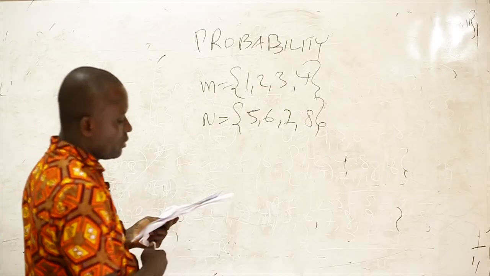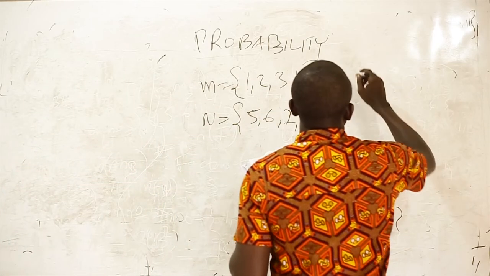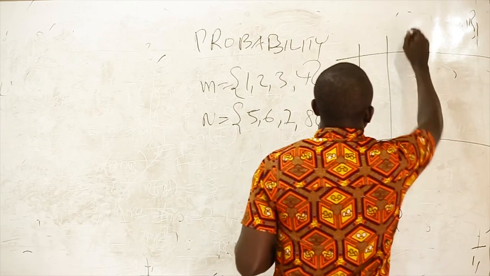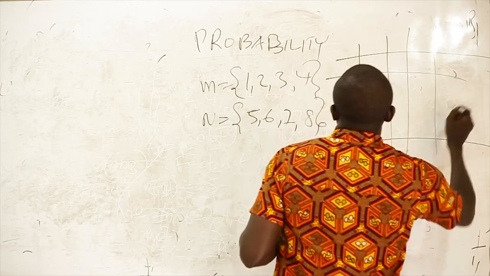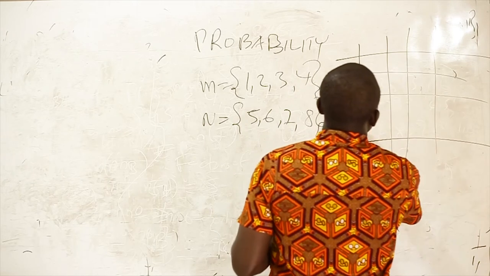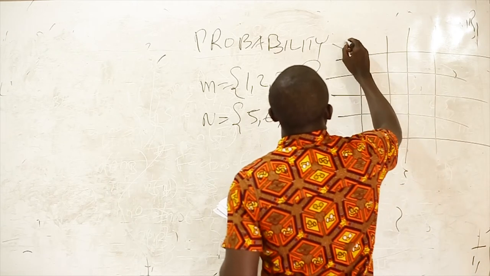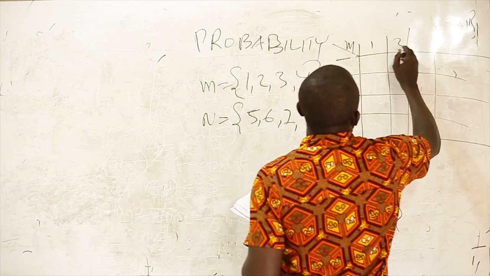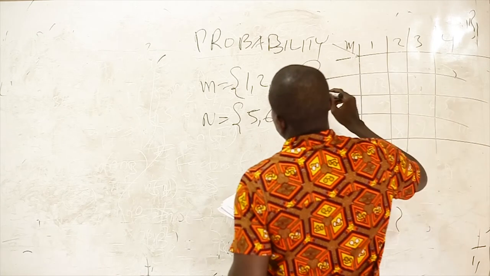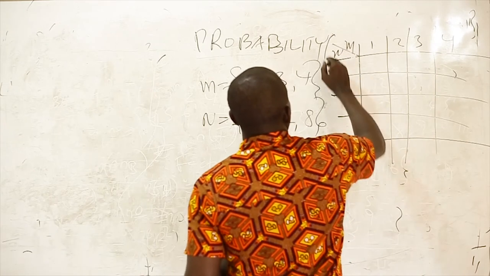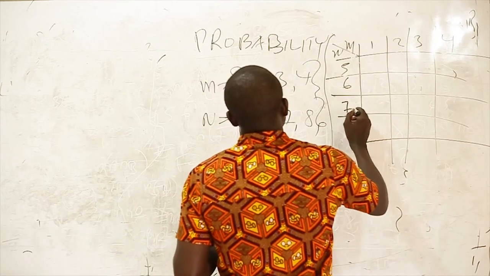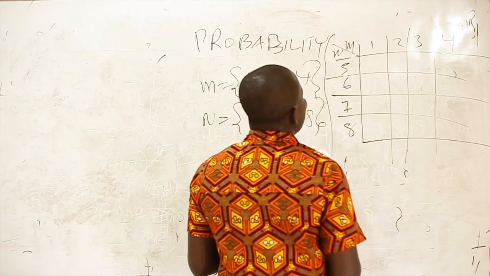So here, in forming the pair, it's very simple. Make the set like this, then divide it like that. Here is your M, and M consists of 1, 2, 3, 4. And then your set N is 5, 6, 7, 8. So we are forming a pair.